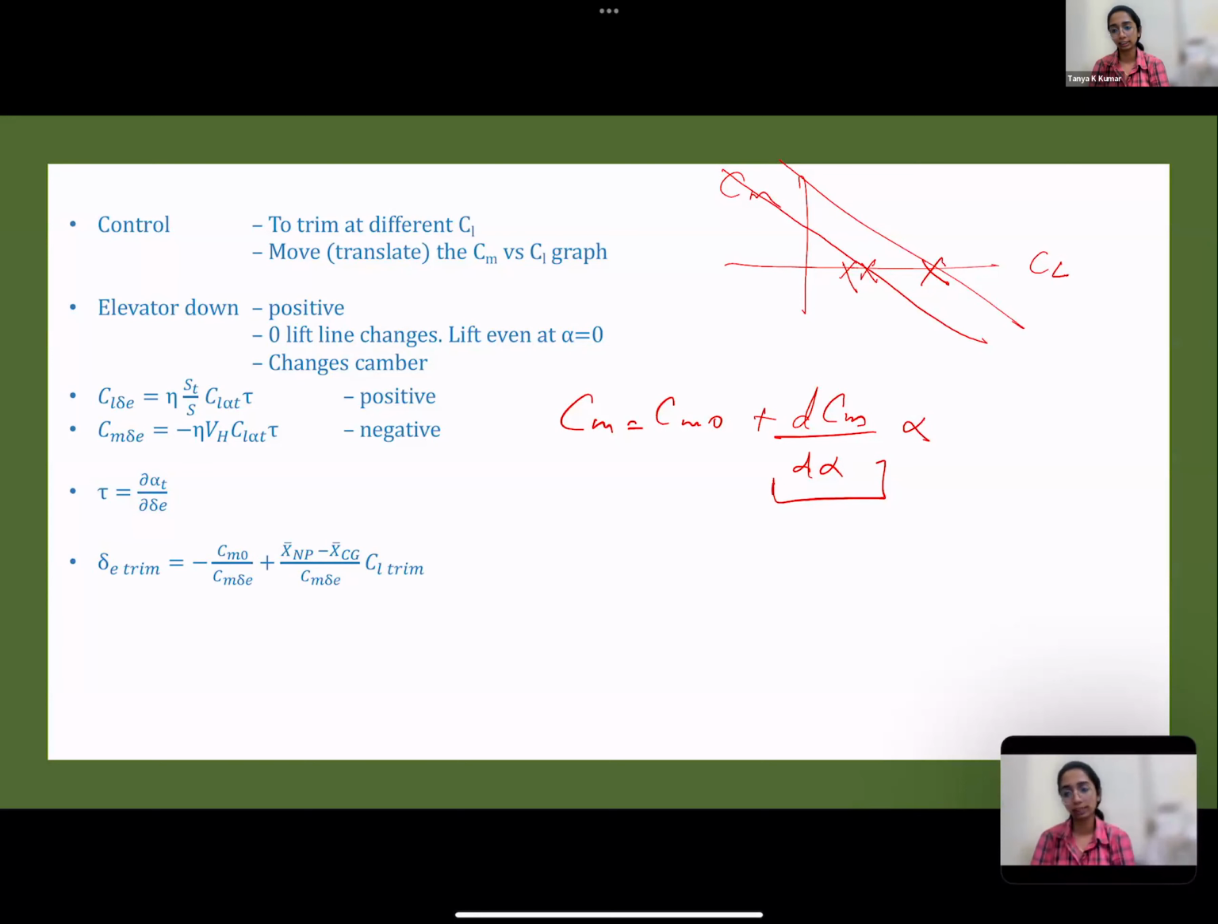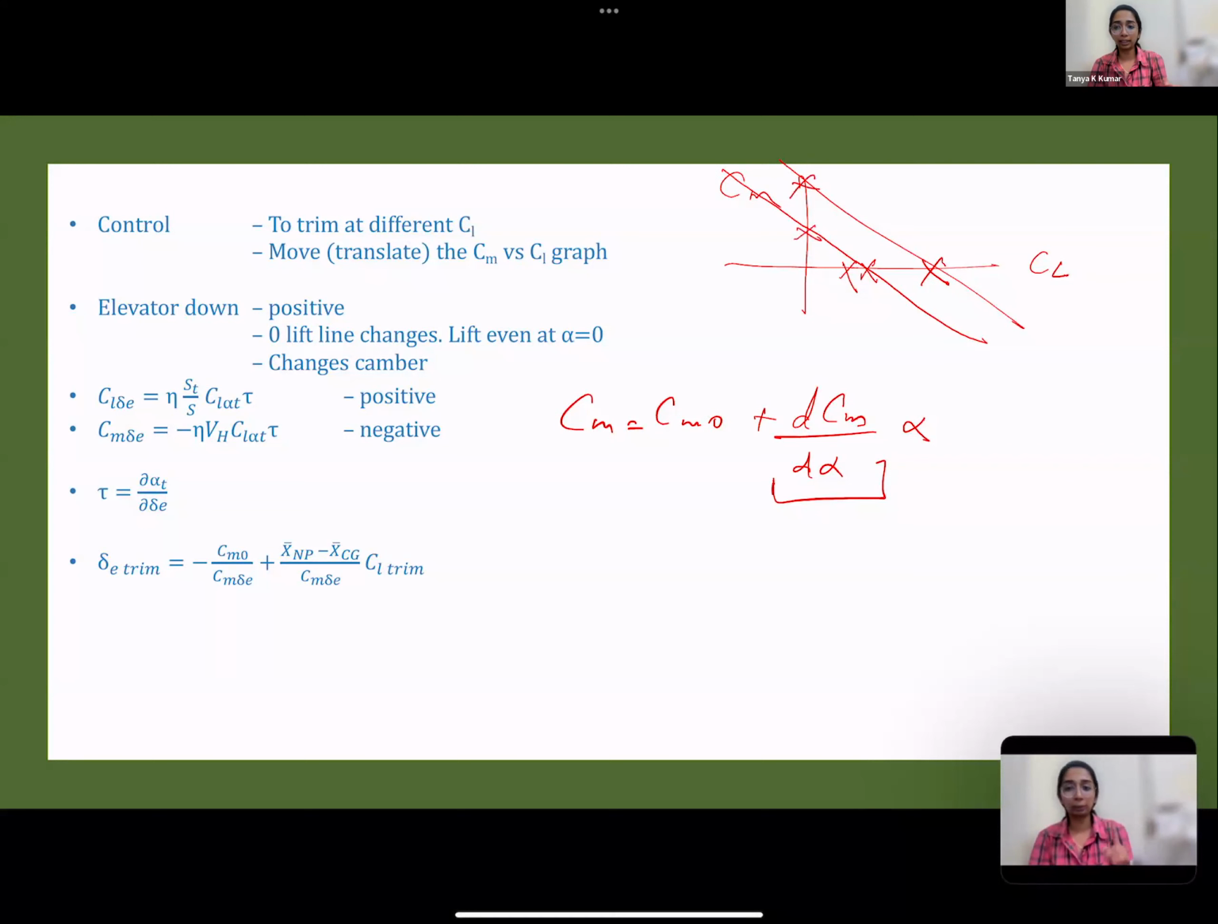Slope doesn't change. What else can change? In this equation, what else can change when I change control surfaces? Elevator. Just look at the graph. I've told you that it translates the graph. Okay, it moves the graph. It doesn't rotate it. So when I translate, Cm naught changes. So this intercept changes.